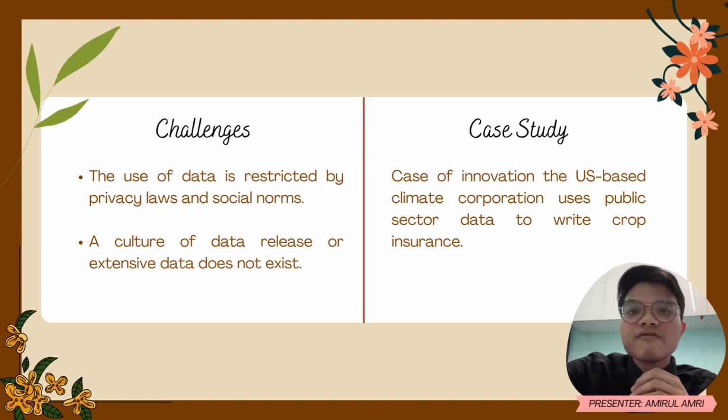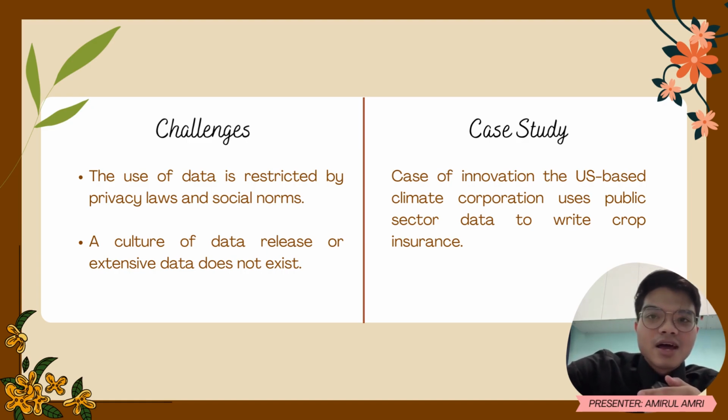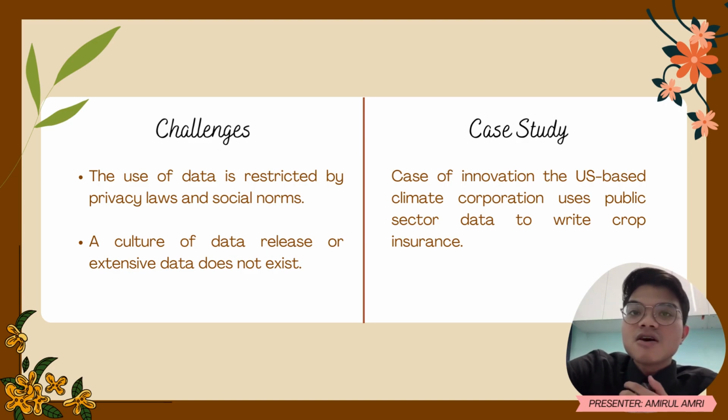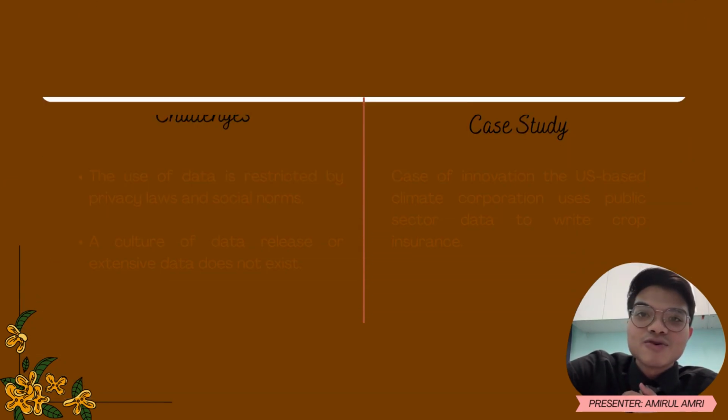In the case of innovation, the US-based Climate Corporation uses public sector data to write crop insurance. The Climate Corporation provides weather insurance to farmers based on more than 30 years worth of publicly available government weather, soil, and crop data. The company is now valued at over $1 billion.